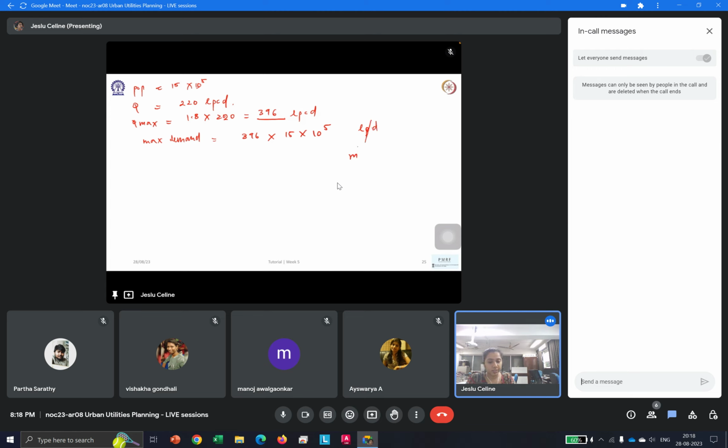Now, like usual, we need to convert it to meter cube per second. How much does that come out to? 594 into 10 to the power 6. Okay, you're right. Is somebody else getting a different answer?